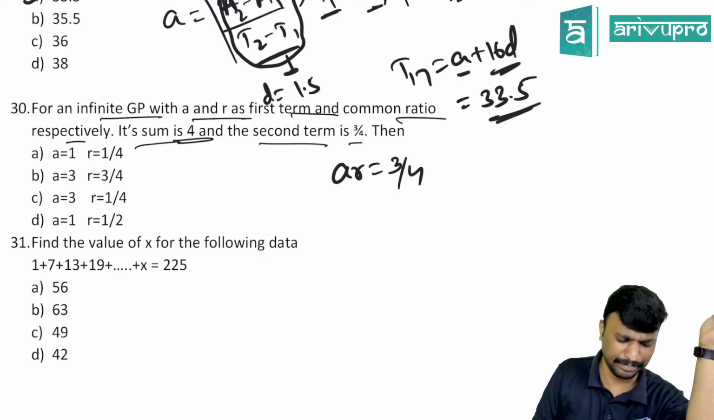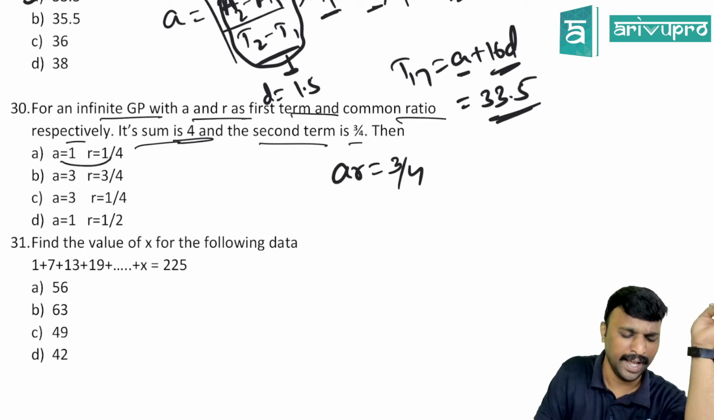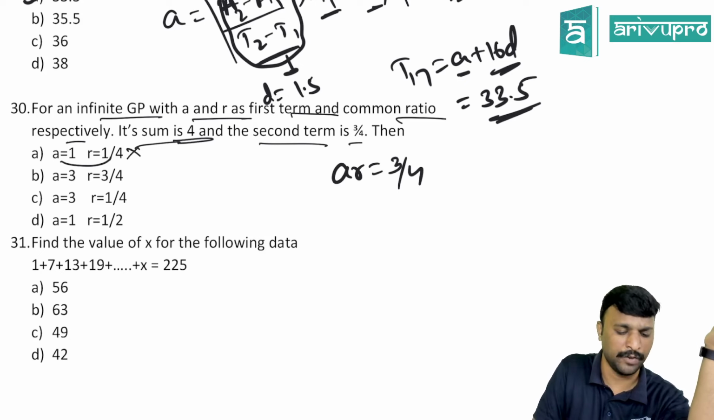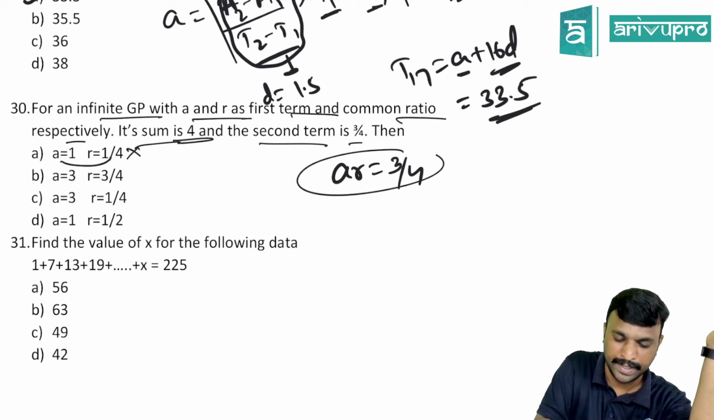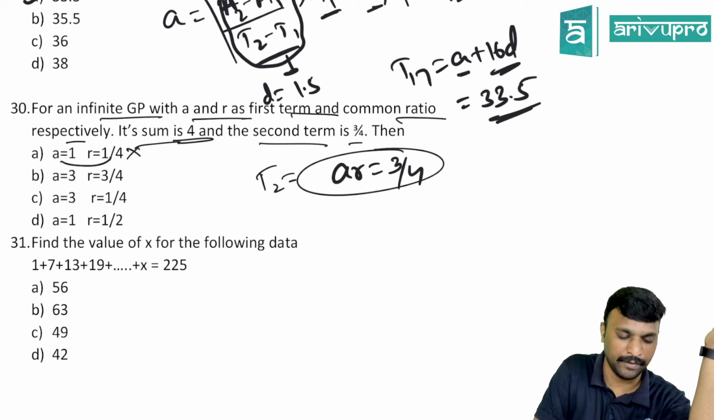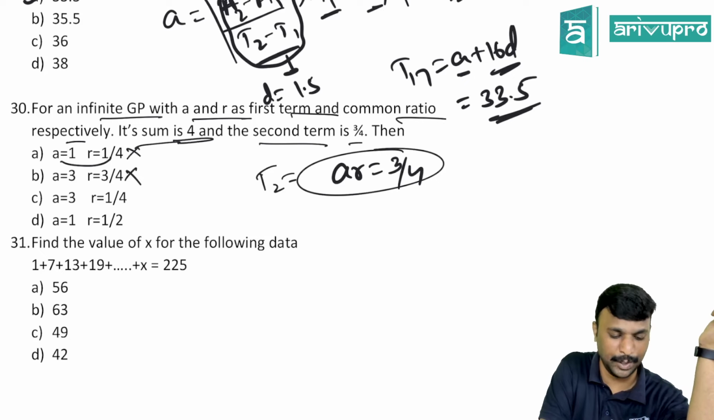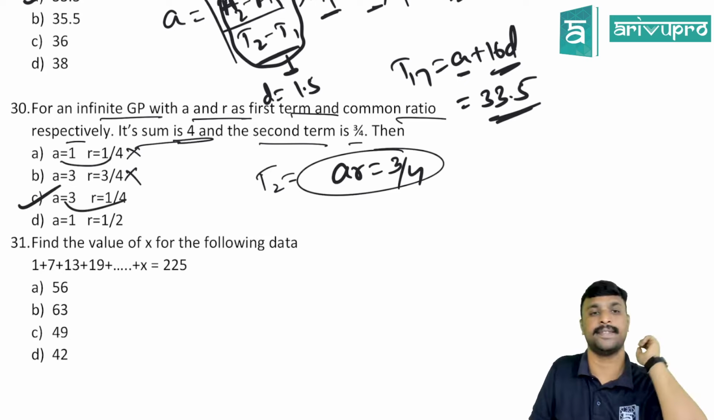Guys, if you look at A into R, 1 into 1 by 4 is 1 by 4 itself, which is not 3 by 4. Option A is not the right answer. If you do option B, 3 into 3 by 4 is 9 by 4, but we have to get the second term as 3 by 4. This is not the right answer. Third option, 3 into 1 by 4, because A into R we are doing, right? A into R is 3 by 4. Therefore, option C is the right answer.